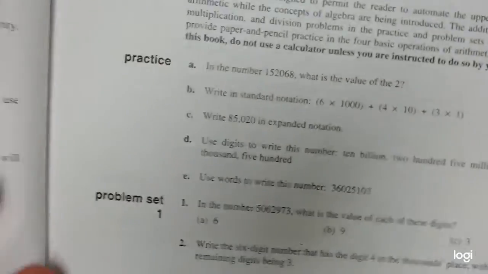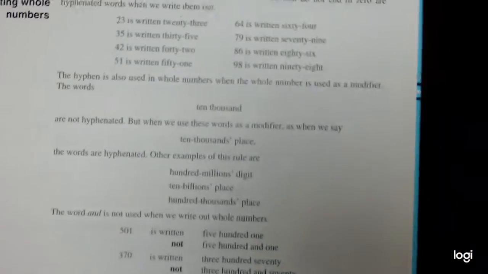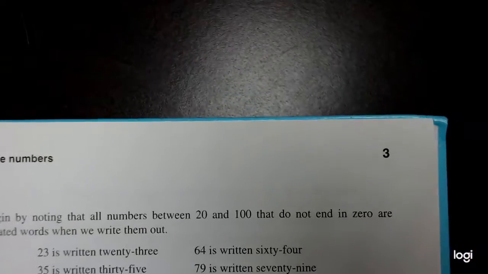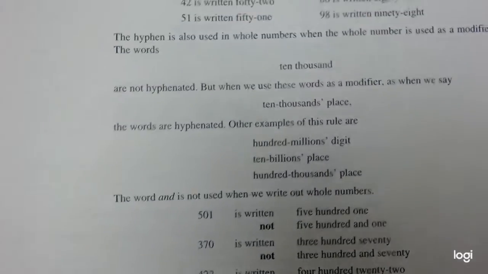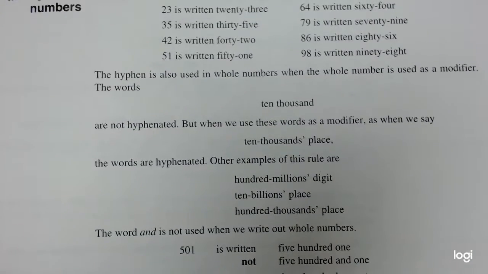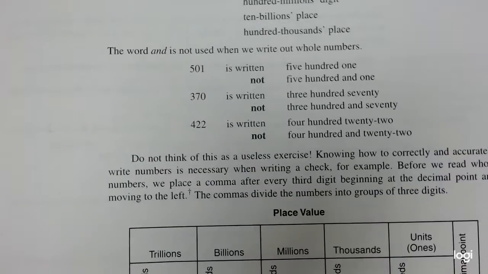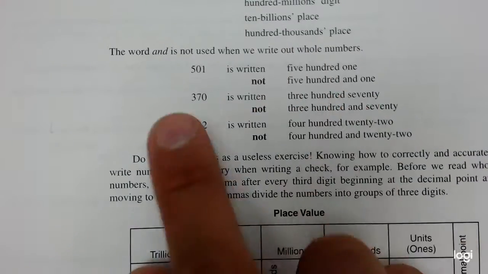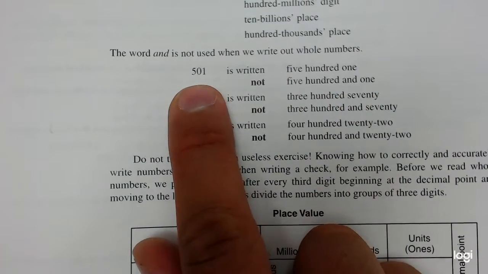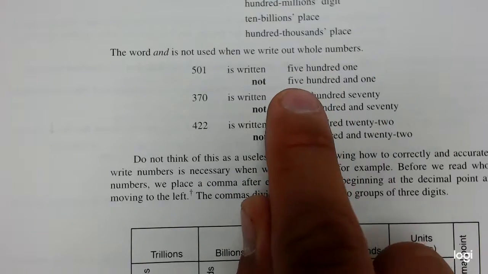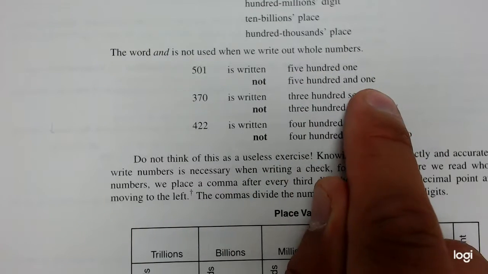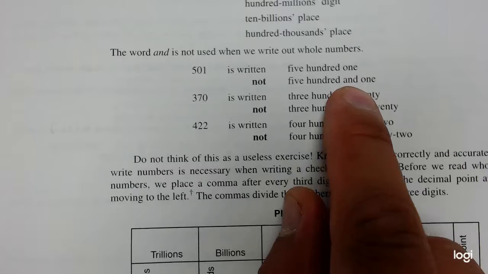So let's see here. When it comes to reading and writing whole numbers, there are a few rules. You'll see those on page 3. The main thing we need to focus on is we will not use the word "and." Right? So, for example, 501 is "five hundred one," not "five hundred and one."